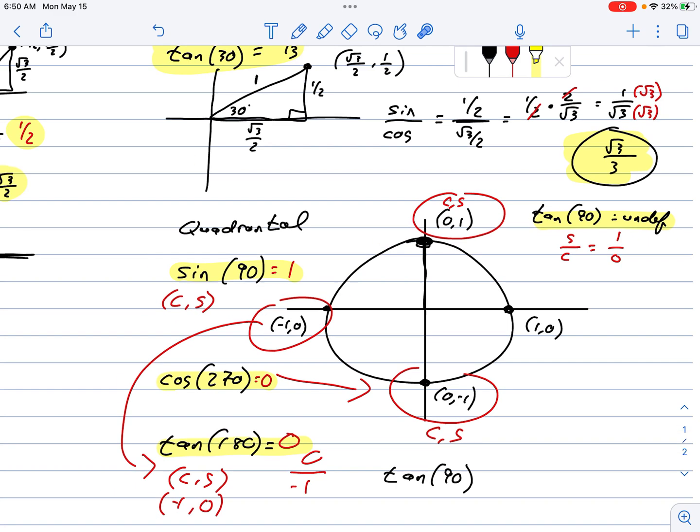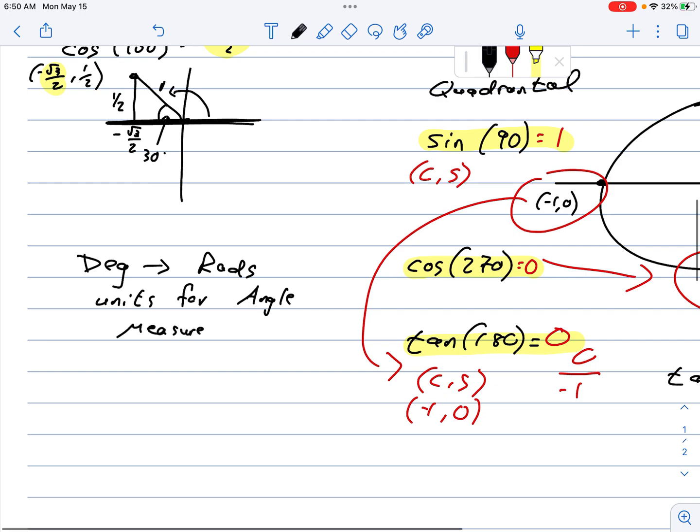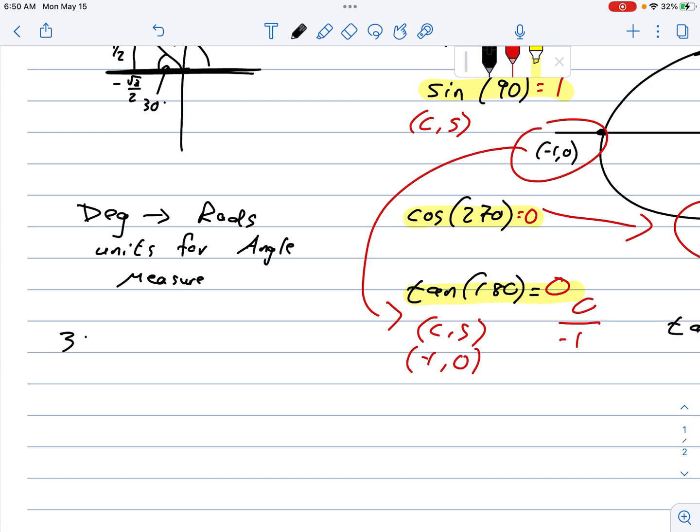On your classwork, you have a couple of things in a different unit of measure called radians. I'll do this quick. I'm hoping this video isn't too long. Radians and degrees are both units for angle measure. Most things we know are in degrees, like 30 degrees. I can convert that to radians by multiplying by pi divided by 180. I'll talk more about why later.